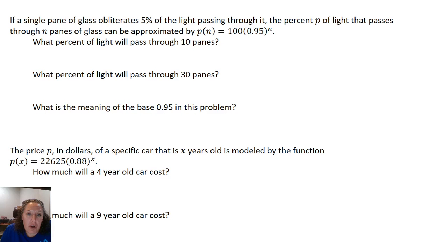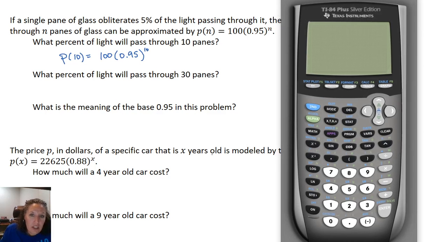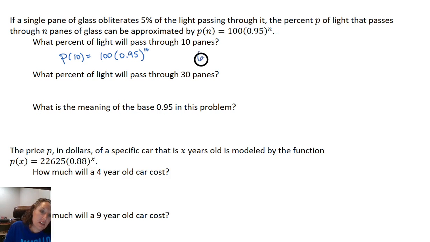Well, all we're doing here is plugging in n, the number of panes, so we're just going to plug in 10 for n. So P of 10 is 100 times 0.95 to the 10th. If we look at that, 100 times 0.95 raised to the 10th is 59. Let's round this off to the nearest percentage, so that'll be 60%. So 60% of the light is going to pass through those 10 panes of glass set up next to each other.